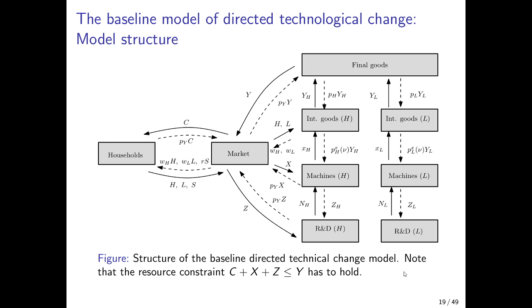And on the right-hand side, we have the firms that supply the goods that the households want to consume, and they get the income of that. And they themselves produce the final goods with intermediate goods. And there are two types of intermediate goods. Intermediate goods produced with high-skilled workers and intermediate goods produced with low-skilled workers. And both are needed to assemble the final good.